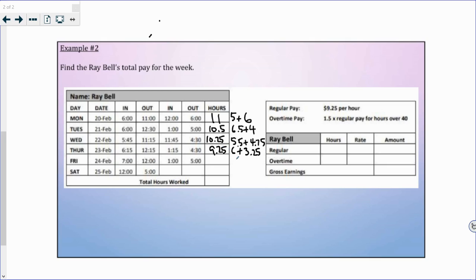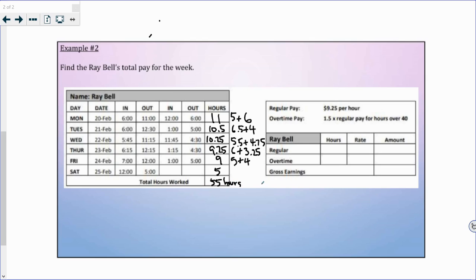All right, 7 to 12, that's 5 hours. And 1 to 5, that's 4 hours. That gives me 9. Boy, every day he works less and less. Saturday, he puts in some extra hours. That's 5. Well, total hours worked for the week. You had a busy week. That's 55 hours.